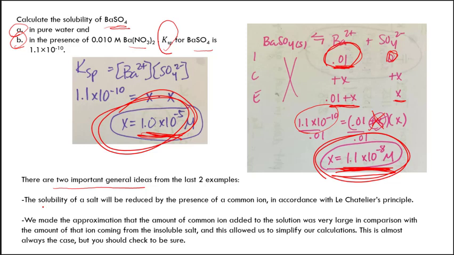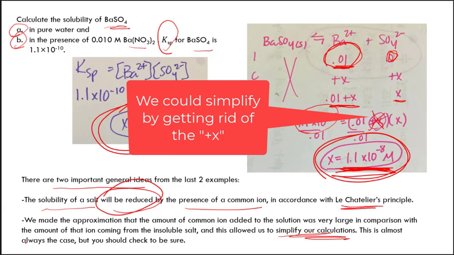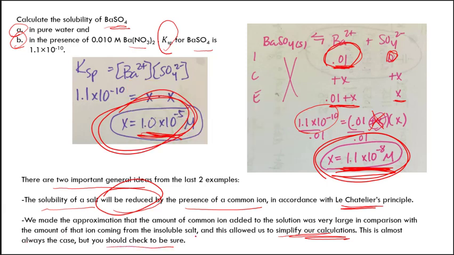Therefore, two important general ideas. The solubility of a salt will be reduced by the presence of a common ion in accordance with Le Chatelier's principle. We made the approximation that the amount of common ion added to the solution was very large in comparison with the amount of that ion coming from the insoluble salt. And this allowed us to simplify our calculations. This is almost always the case, but you should double check just to make sure that you can drop that plus x or that minus x. And to do that, remember, you take the KSP value, you times it by 100, and you have to make sure that it is less than whatever the initial amount is that you're starting with.